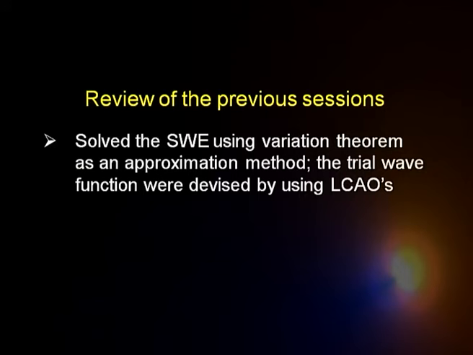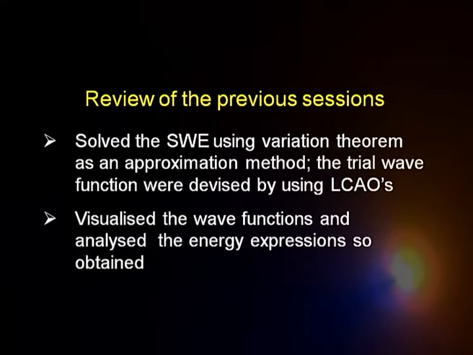To effect this, we had to take a trial wave function which was devised by using LCAO, that is linear combination of atomic orbitals. Having done that, we got wave functions, and towards the end we tried to visualize what these wave functions look like, what they convey to us, and what the energy expression is. All that has been done in the previous two sessions on the hydrogen molecule ion. Now, we are equipped enough to extend what we learned so far to homonuclear diatomic molecules, and that too of period 1 and period 2.